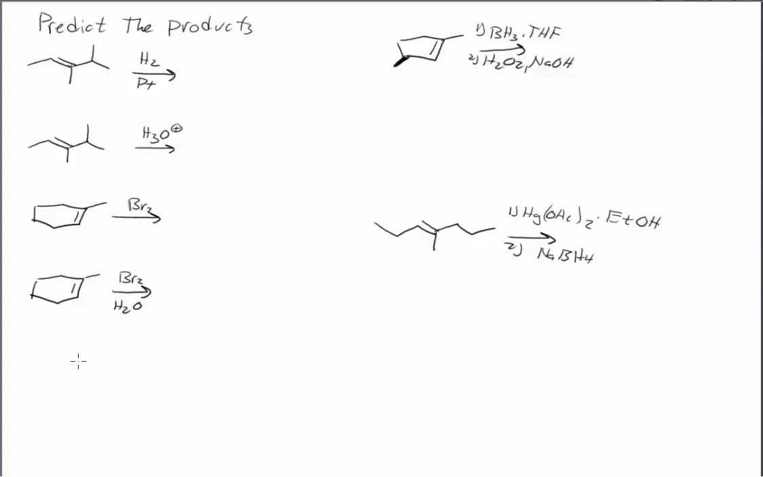Here's some practice with predicting the products of addition reactions. There's a couple of points we want to remember when we're faced with problems like this. First, we need to identify it as an addition product, of course, but then the question is, what is being added across the double bond?